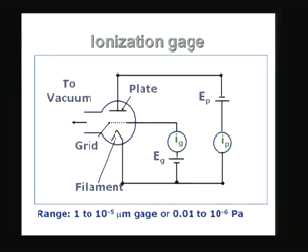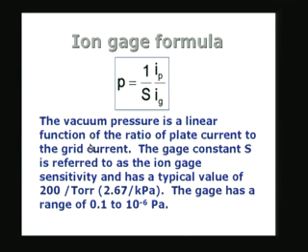So, these ions are going to be positive ions, and therefore, if I have a plate which is, you can see here, connected to a battery here, such that the plate is negative with respect to both the grid as well as the filament. Therefore, the positive ions are going to be accelerated towards the plate, and the ions are going to be neutralized.